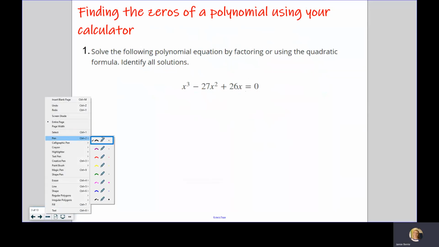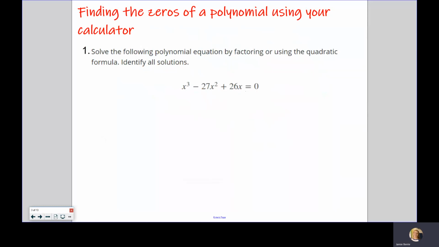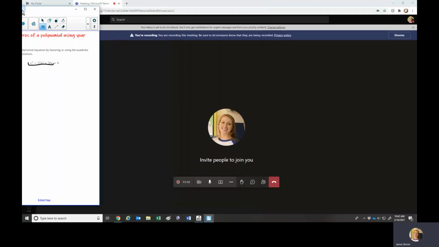I do not care how you find the zeros. If you want to find them graphically, that's fine with me. If you want to find the zeros algebraically, that's fine with me too. So again, finding the zeros of a polynomial, same thing as finding the x-intercepts or finding the roots. And it's also the same thing as solving the polynomial equation. All right, so we're going to take just the left side of the equation and we're going to plug that into our calculator. So go ahead and get out your calculator.